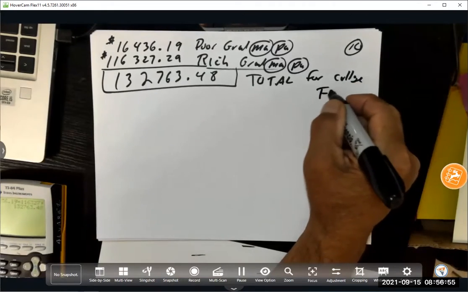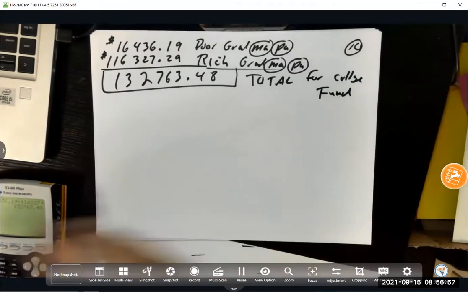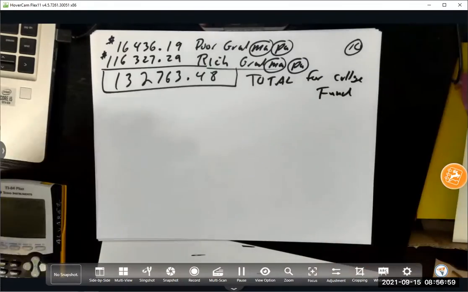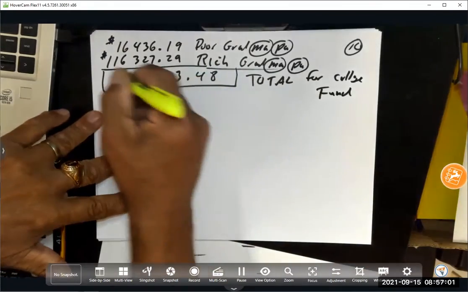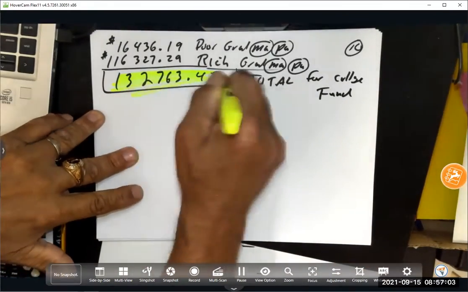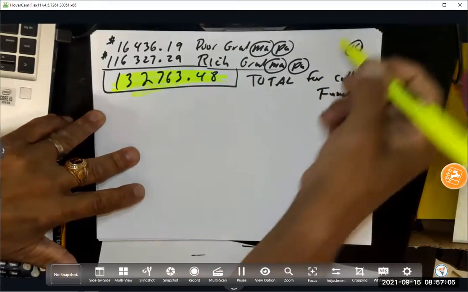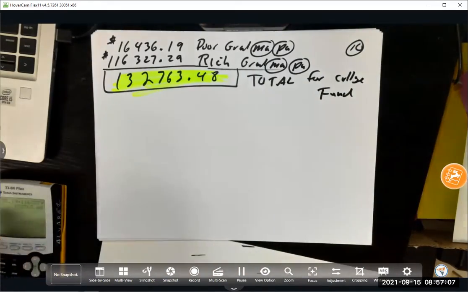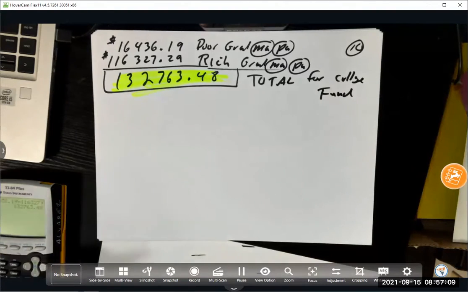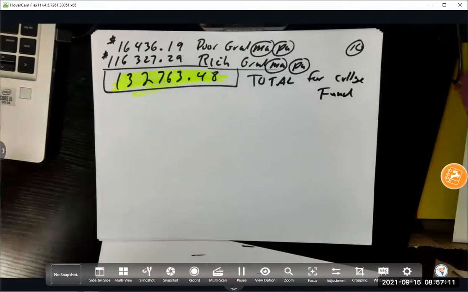All right, so right now you have $132,000 to go to college somewhere, right? So let's see how we can do this.